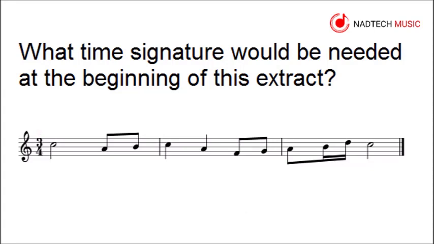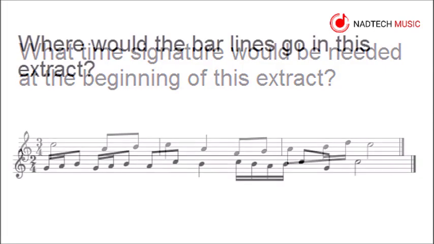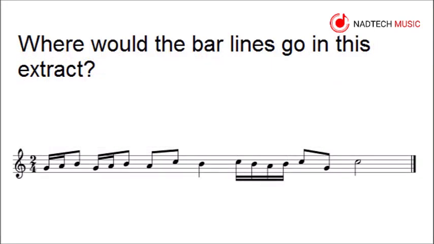Now, where would the bar lines go in this extract? Notice the time signature says 2/4 time. So if we start adding up the notes, we have quarter plus half makes 1 beat. Then again, quarter plus half makes another beat. So that added together makes 2 beats. So the first bar line goes here.